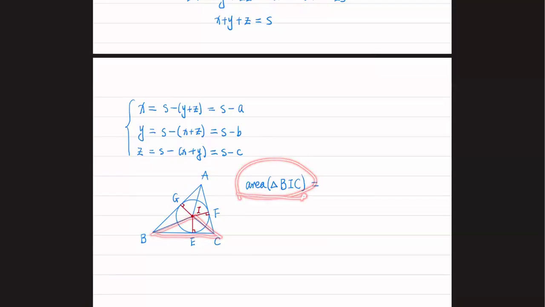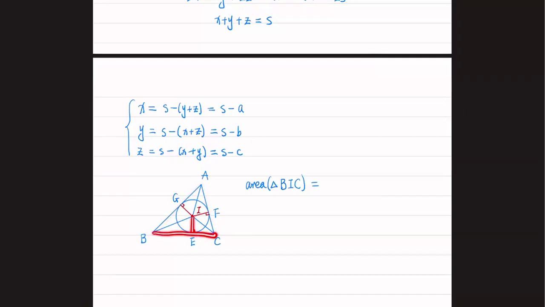You can do, wait, let me recall it. S times square root of, wait, no. Square root of S times... So something like that. That will be Heron's theorem: if we know the size of all three sides, then we can find the area. So here it's a little bit simpler. We have the height and the base.